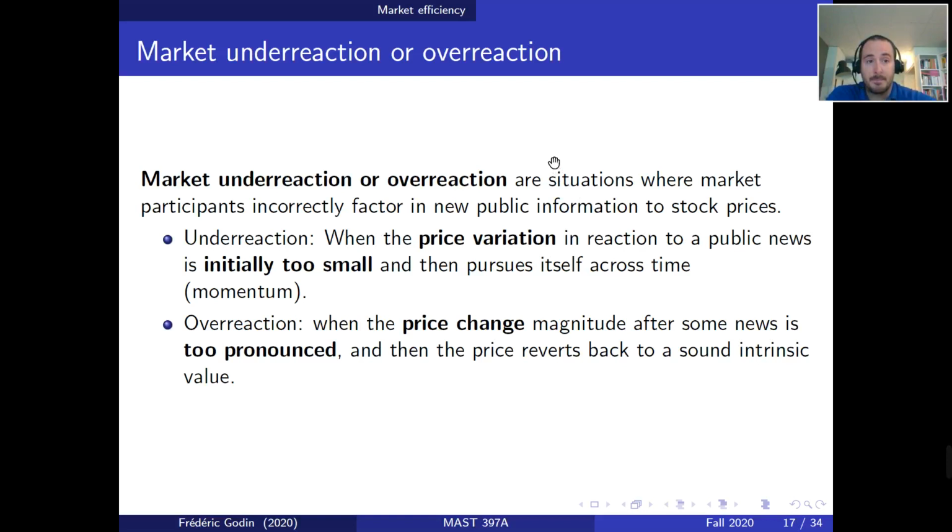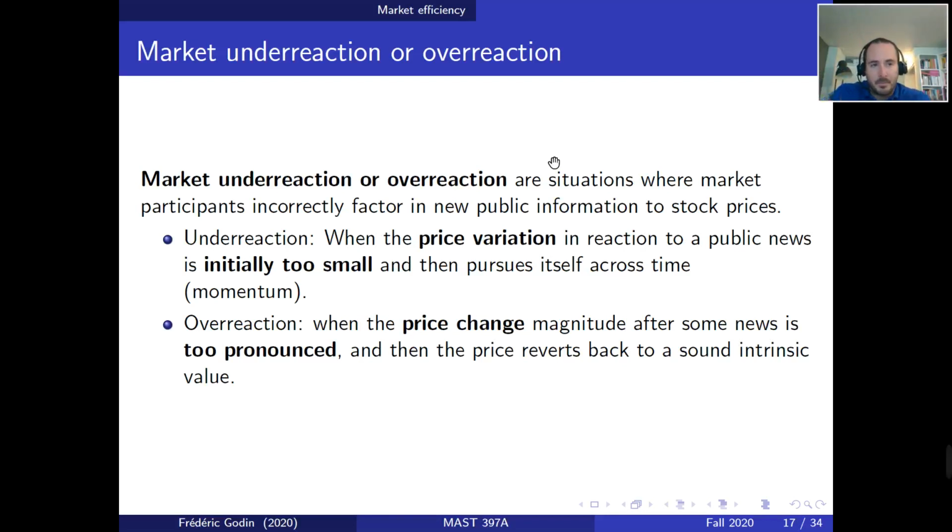Another anomaly that we should discuss is market underreaction or market overreaction. These situations describe outcomes where participants incorrectly factor in new public information made available to them when they're pricing the stocks, or when they're deciding at which price they would trade the stock.